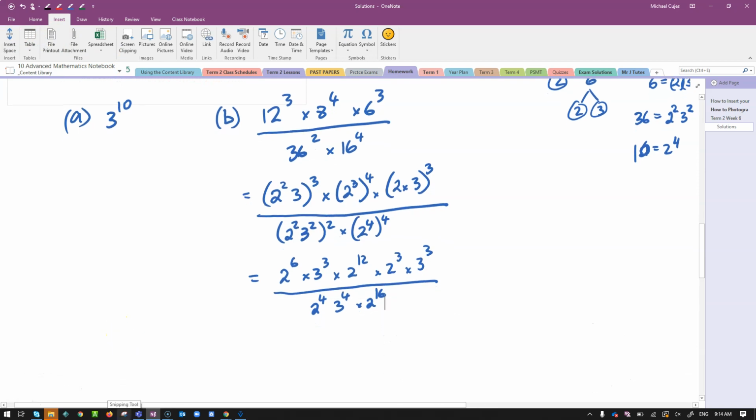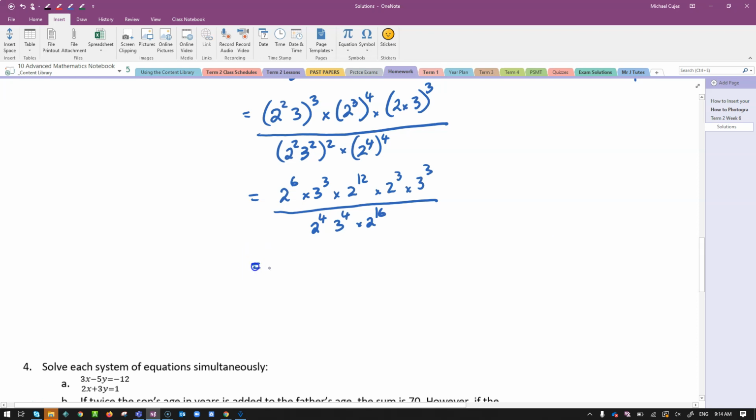Simplify the top and bottom separately. It's going to make your life a little bit easier. 2 to the 21, 3 to the 6 over 2 to the 20 times 3 to the power of 4. Oh, that's 2 times 3 squared. And we can get to 18. Not the only way to do it.